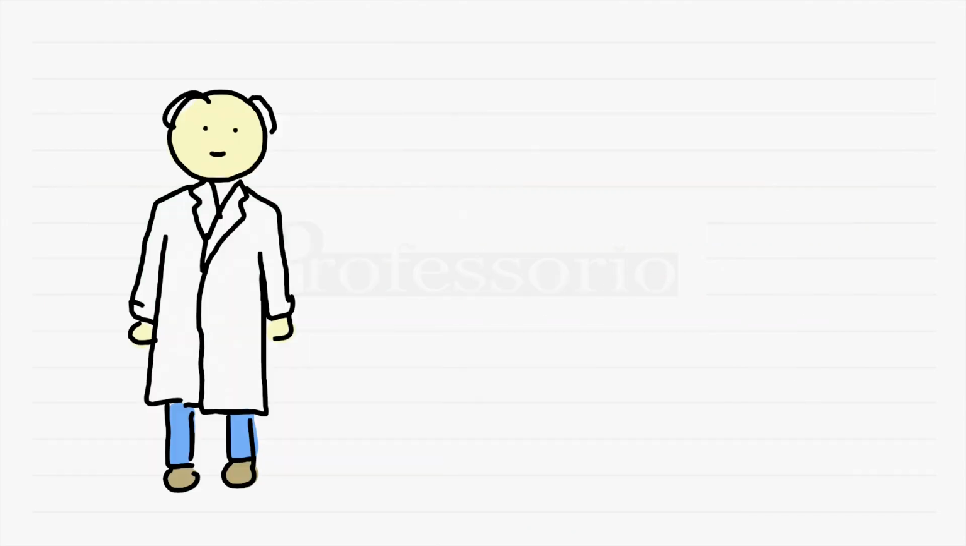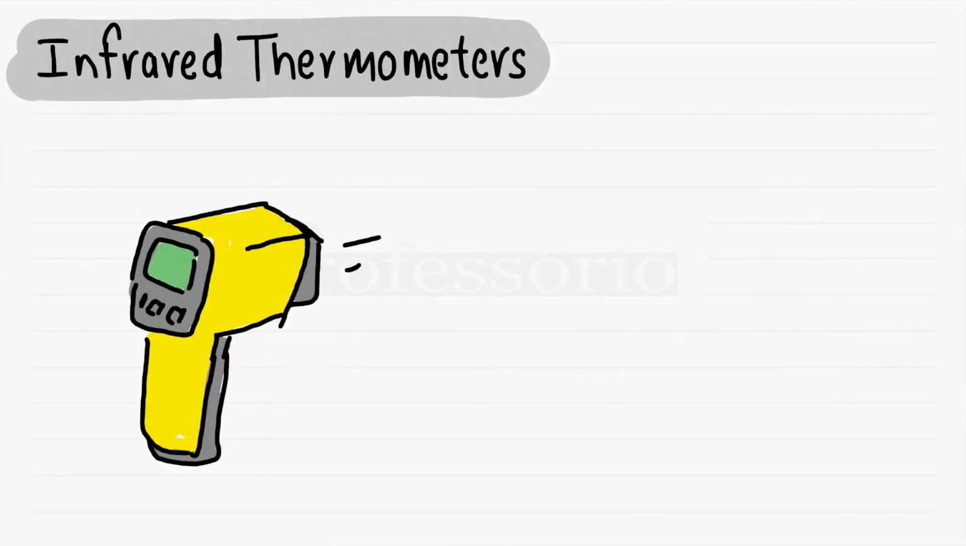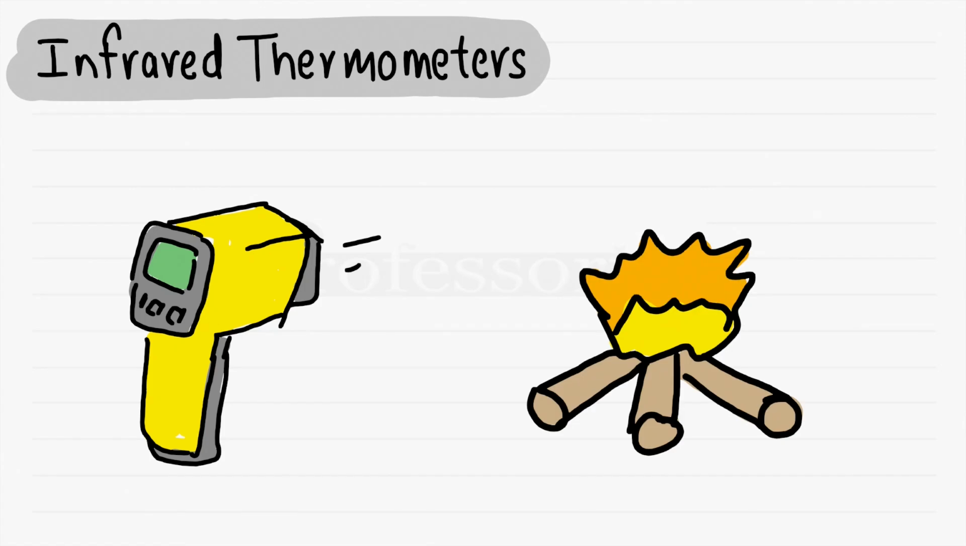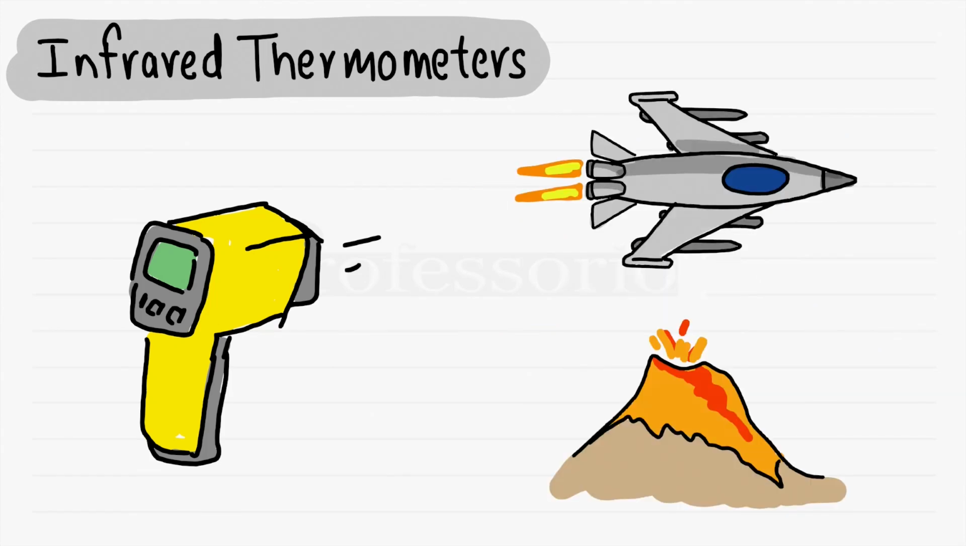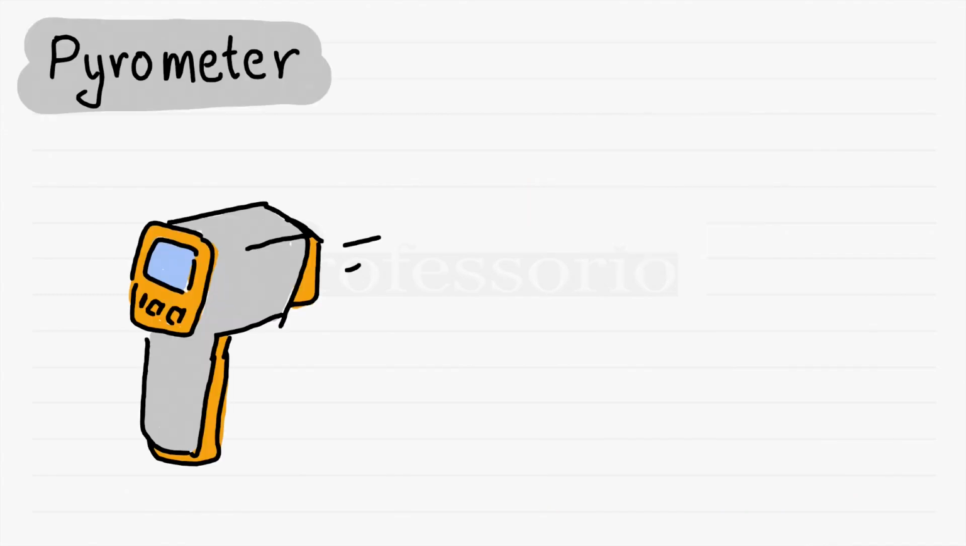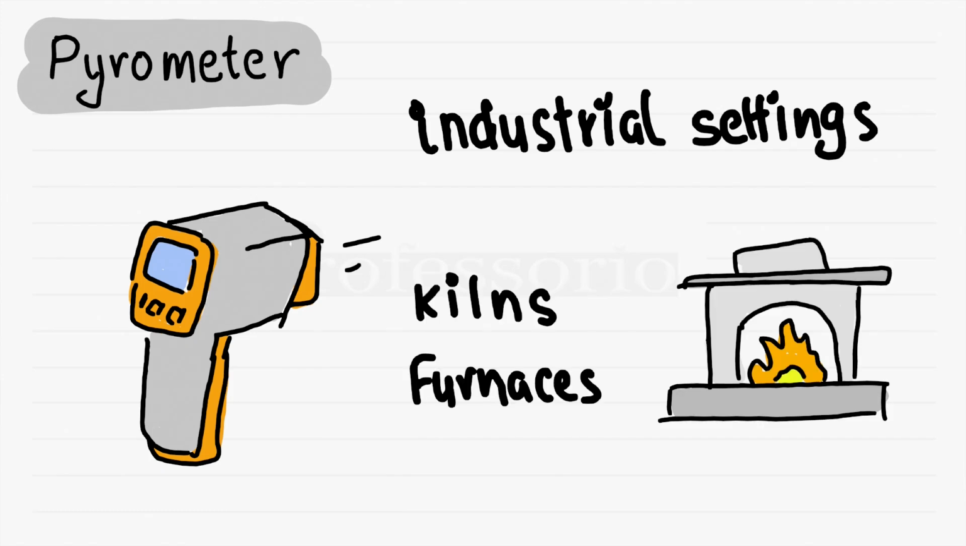Scientists now use sensors. They don't even need to touch the object. Infrared thermometers can read the temperature of things just by detecting the heat they give off. That's how engineers check the temperature of a jet engine or even flowing lava. Then there are pyrometers, used to estimate the temperature in industrial settings, like kilns, furnaces, or molten metal.